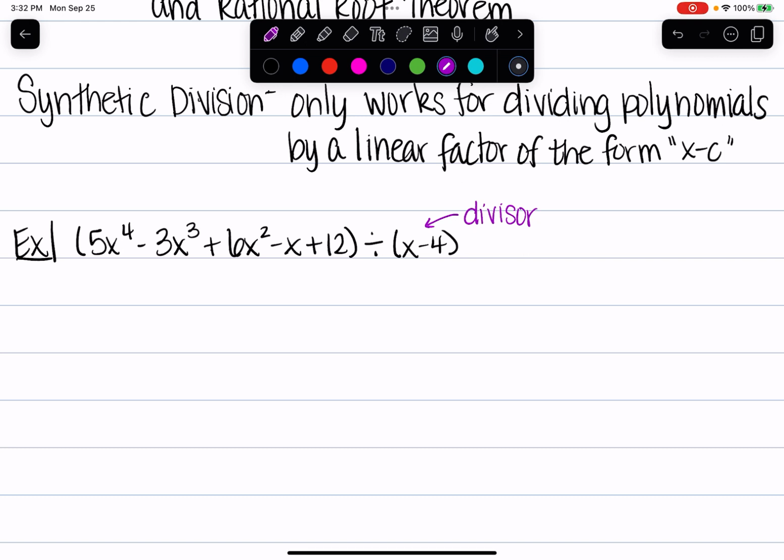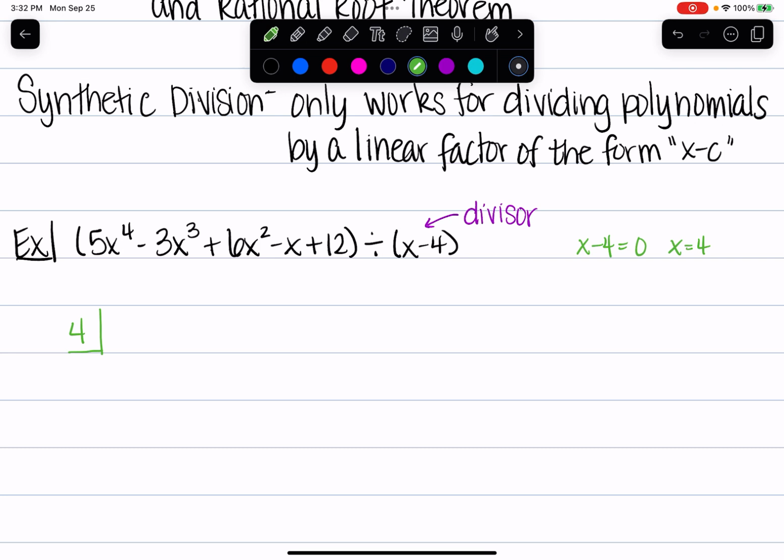Okay. And we're going to set that divisor equal to 0. So over here, I'm going to say, okay, x minus 4 is equal to 0. So x is 4. That is what we are going to place on this shelf over here on this other part.